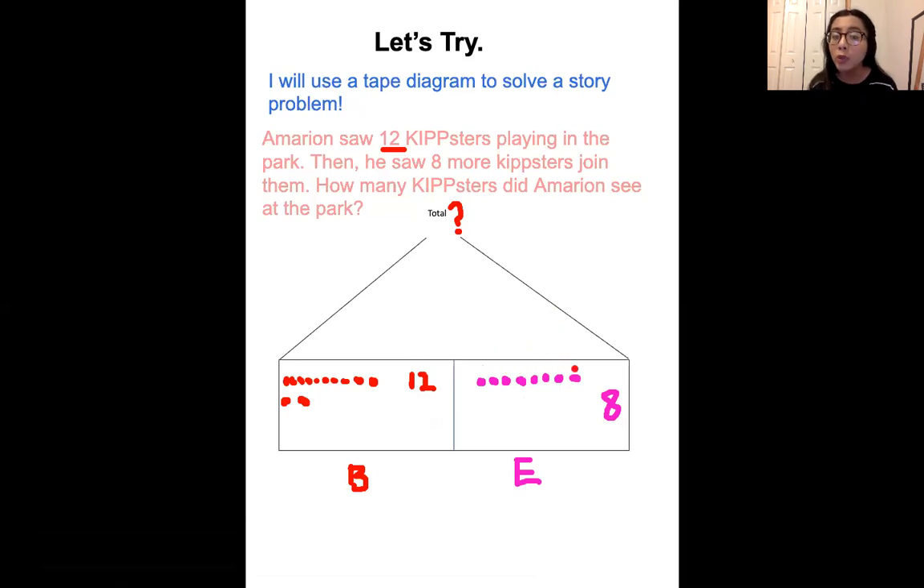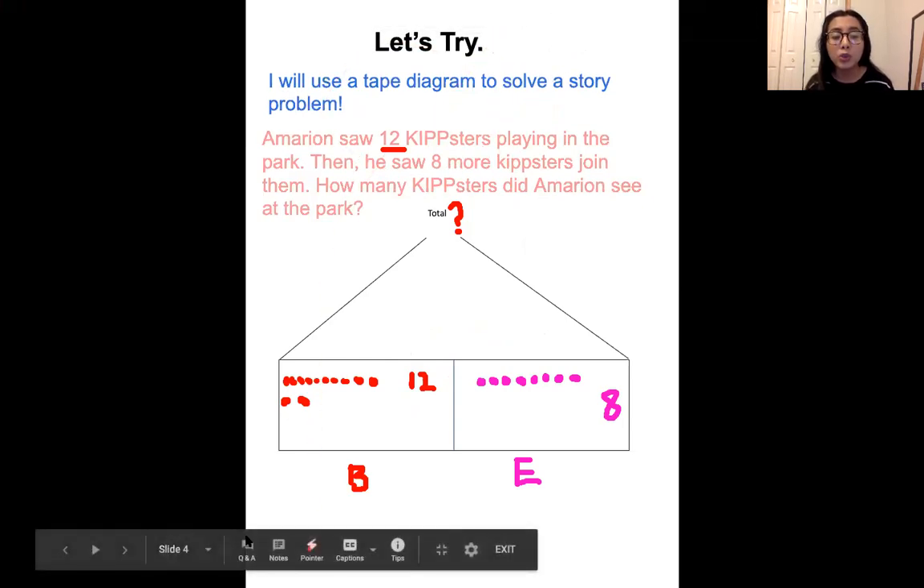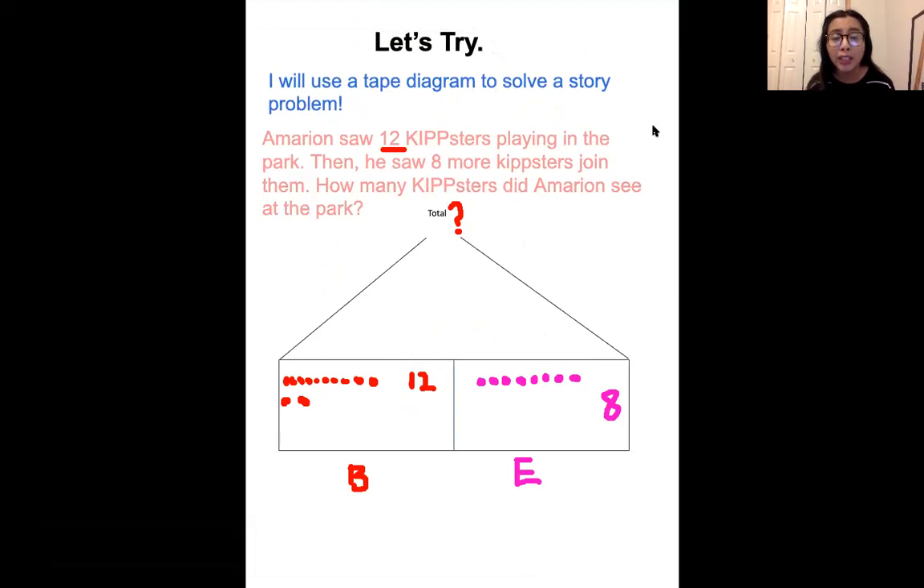So watch one more time as I count on 12. There's not a 10 I can count on from, so I'm going to count on by ones. 13, 14, 15, 16, 17, 18, 19, 20. My answer is 20. All right. So Kipsters, great job helping me figure out how many Kipsters he saw at the park.